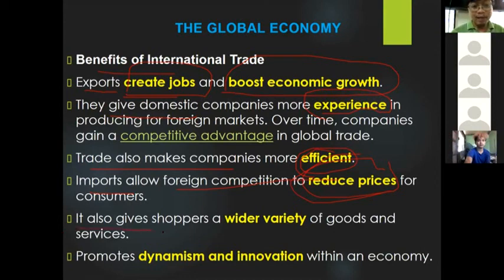Next. It also gives shoppers a wider variety. Mas marami tayong pagpipilian. And it promotes dynamism and innovation. Yung mga companies natin, mas nagiging creative sila. Halimbawa, dati, tripod lang ang meron tayo. Tapos merong nagbenta ng ring light. Tapos merong nagbenta ng tripod na may kasamang charger. Tapos may isang kumpanya, pinagsama-sama niya lahat ng yon. Naging tripod, may ring light, may charger na din. Di ba? So companies are becoming more dynamic and innovative because of international trade.